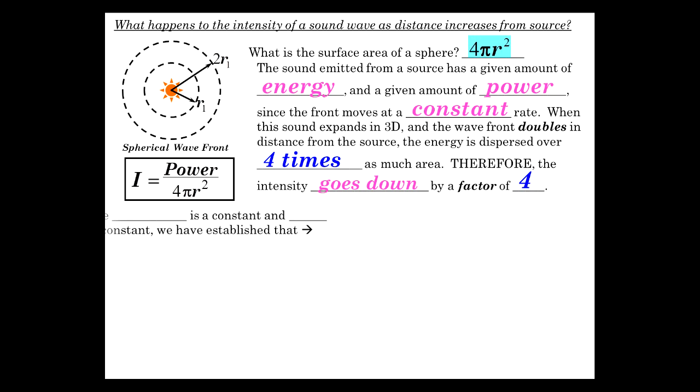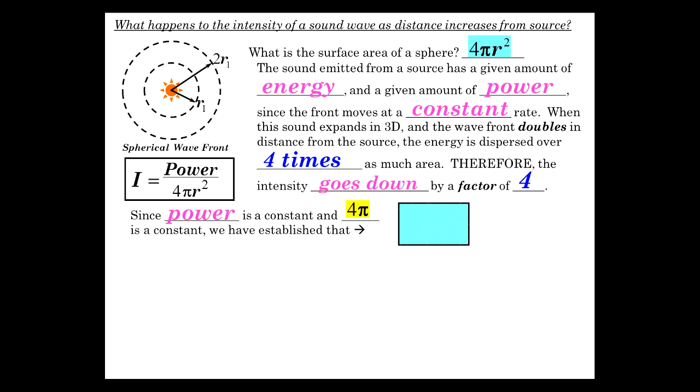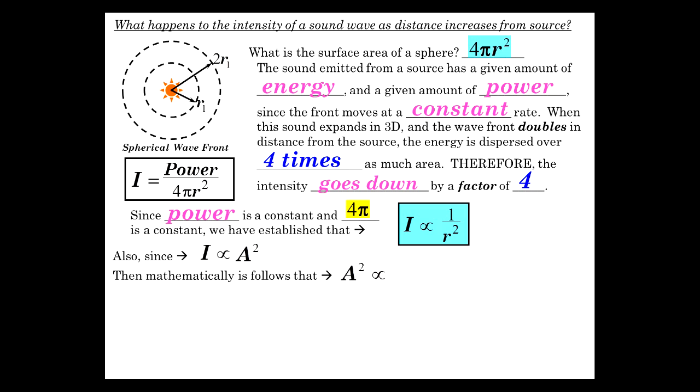I is equal to power over 4 pi r squared. So this is just taking it to a higher degree of specificity. I is power over area. The area is 4 pi r squared. Since power is a constant in this case, the source itself is a constant power, and 4 pi is a constant, I is proportional to 1 over r squared. Bingo, simple. Now, we also learned that I is proportional to the square of the amplitude.